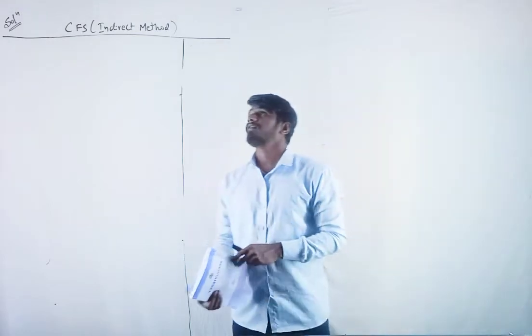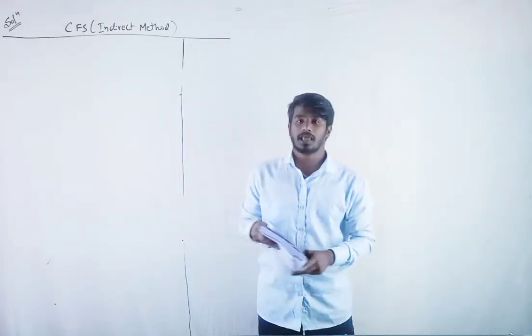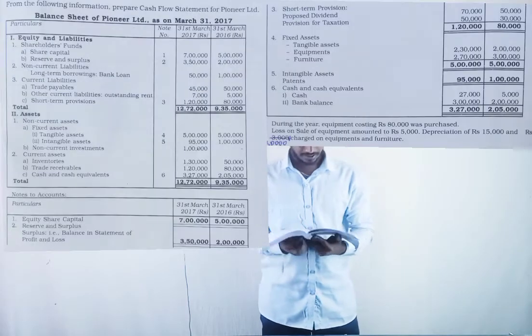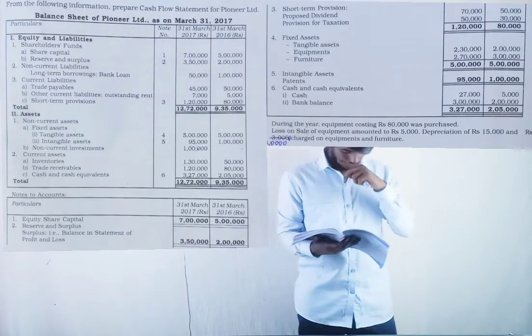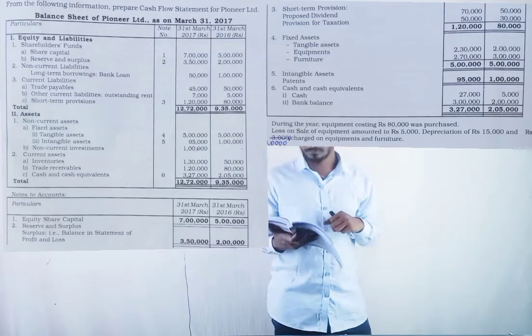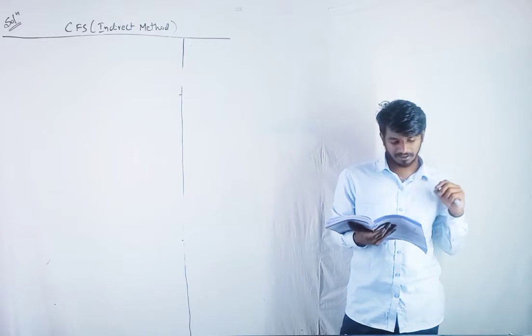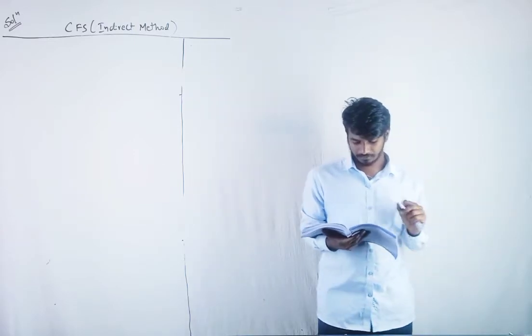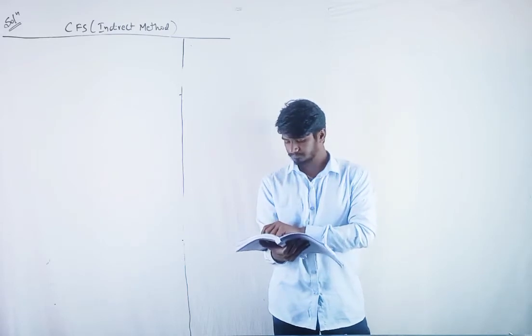Yes, shall we go for the full-fledged question from the textbook? Let us see the question. The question is on the board. You can take down the question. Let us read the question first. From the following information, prepare cash flow statement of Pioneer Limited. Okay, they have given balance sheet and notes to accounts.